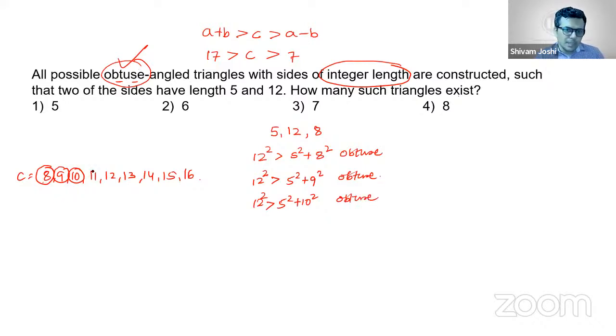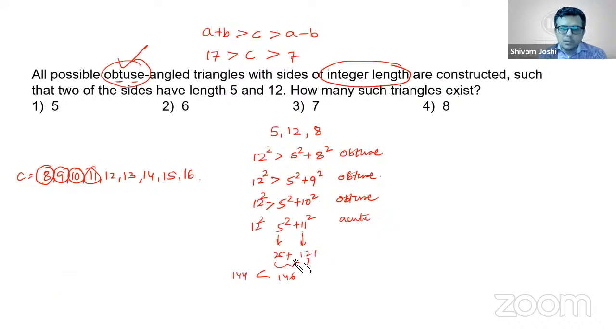Okay. Now, let's try the next one. 12 squared, you compare with 5 squared plus 11 squared. 11 squared is 121. This is 25. If you add them, the total is going to be 146. And 144 is less than that. Which means this triangle is acute, because this is where your C squared is less than A squared plus B squared.